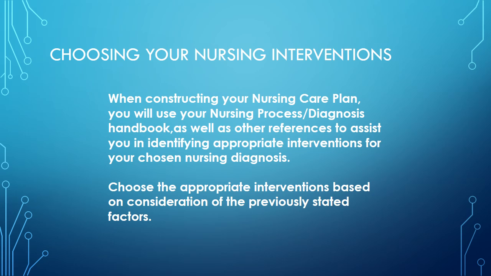Was it 6? Maybe it was more. No, it was 6. So lots of interventions are listed. You're not going to necessarily use all of them. They're quite inclusive. And so for you to individualize this plan of care for your patient, you're going to hand pick the appropriate interventions for that particular nursing diagnosis.